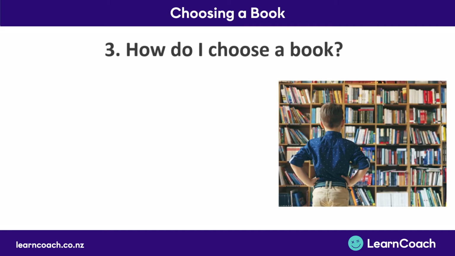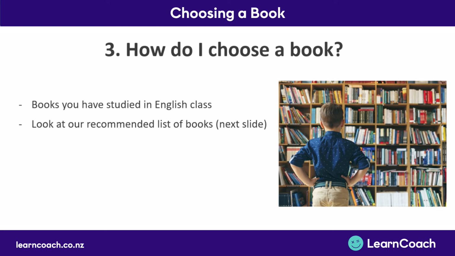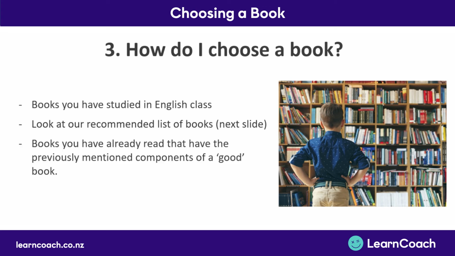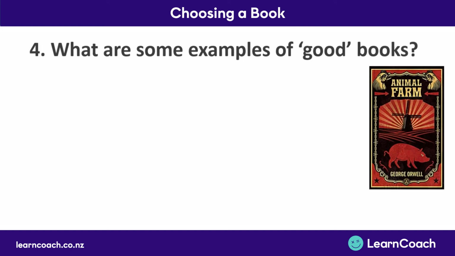So how do we choose a book that has all these great aspects to it? Well, a good place to start is books that you've studied in English class. These will be specifically chosen so that they have as many of those great aspects to them as possible. Otherwise, you can look at our recommended list of books, which I'll talk about next. Or you can think about some books that you may have already read that have the previously mentioned components of a good book. You can think about this yourself, or maybe you've already got a book lined up. But if not, here are some examples of good books that you can talk about.